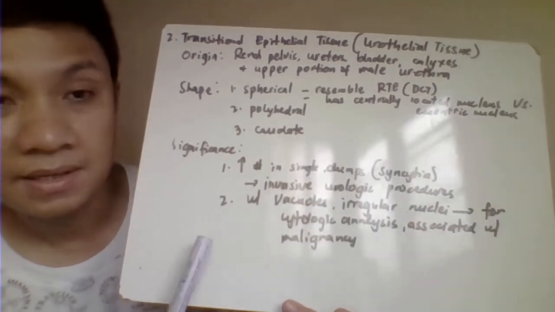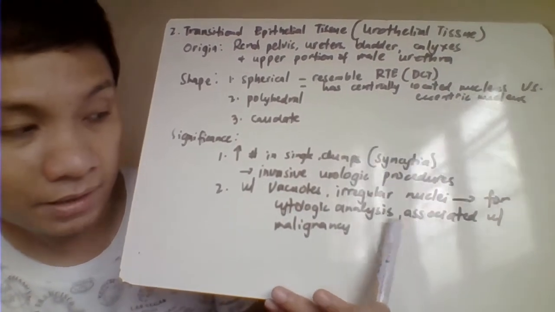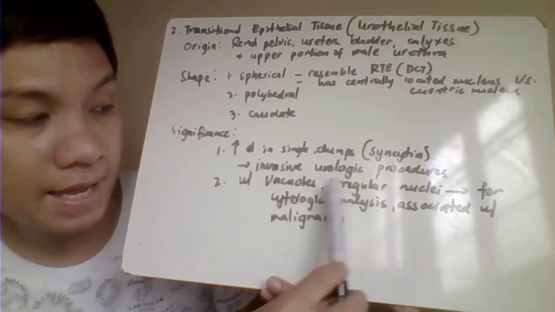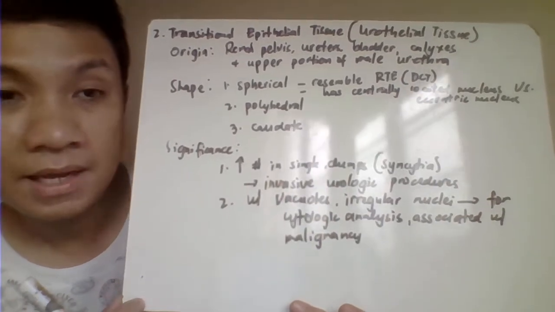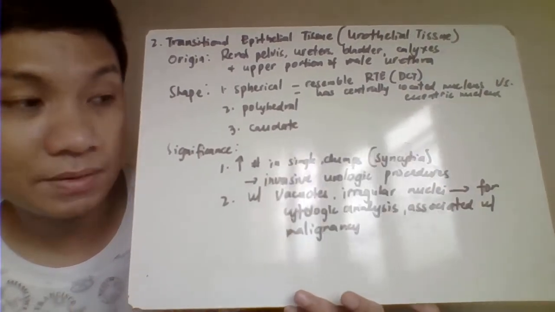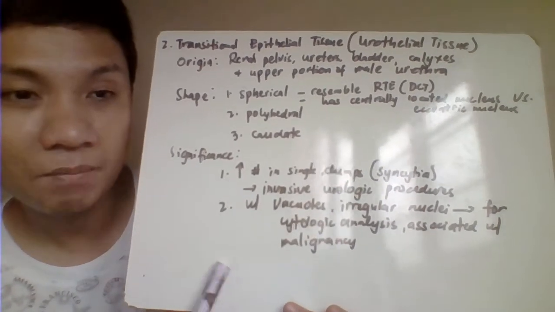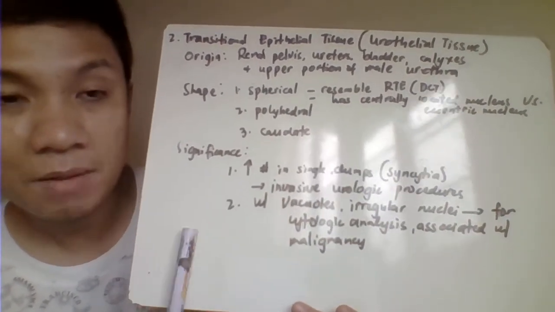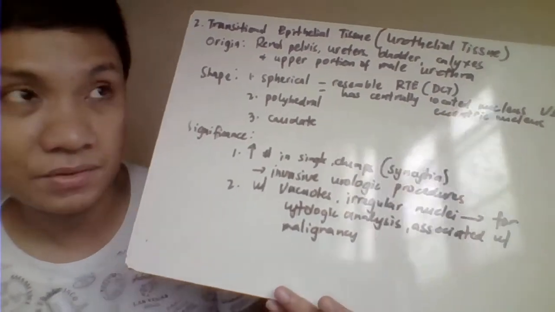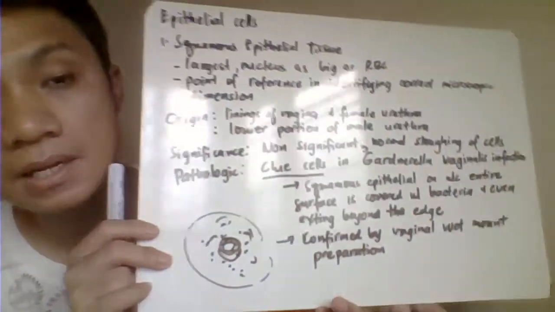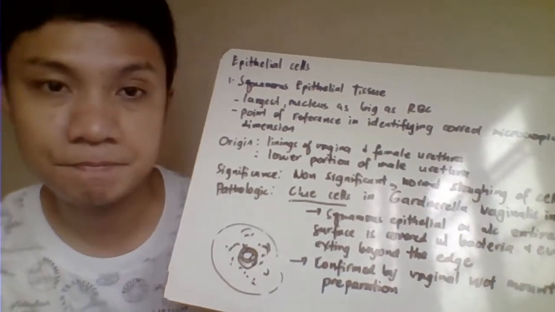But in some cases, your transitional epithelial tissues have irregular nuclei and the presence of vacuoles. Those are the abnormal na transitional epithelial tissues, and that would relate to malignancy or cancer. Okay, so most likely ang ating transitional epithelial tissue here is much more of the pathologic siya. But if you have just your squamous epithelia, squamous epithelia is non-pathologic talaga ito, not unless it is a clue cell.